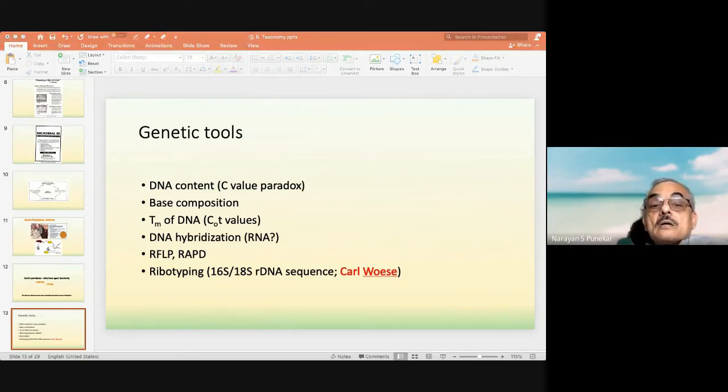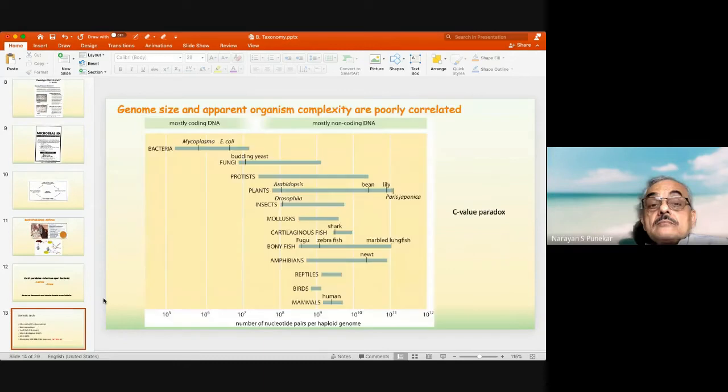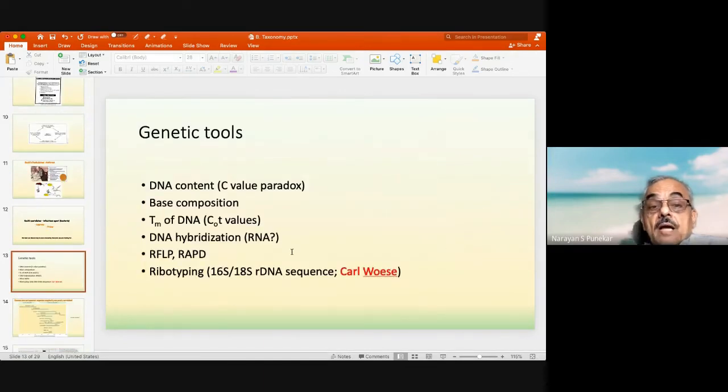Can you read this up? You can find this in almost any textbook, so we'll not spend time on that. But I'll just highlight a few things, if not all of them, before we go to specifics. I will spend a little bit of time on Carl Woese and ribotyping, because it's important and contemporary.